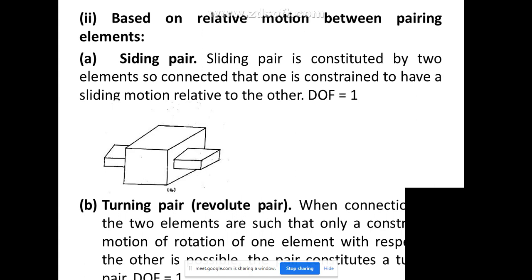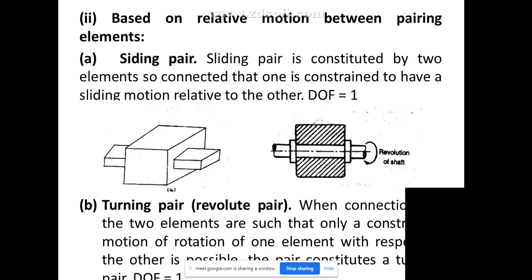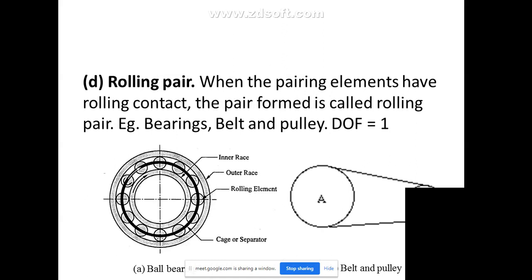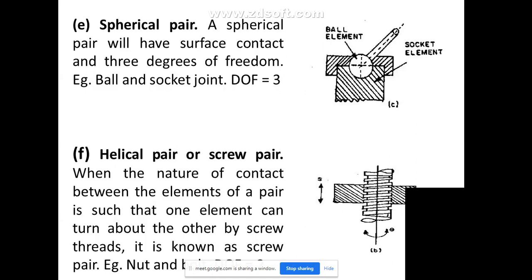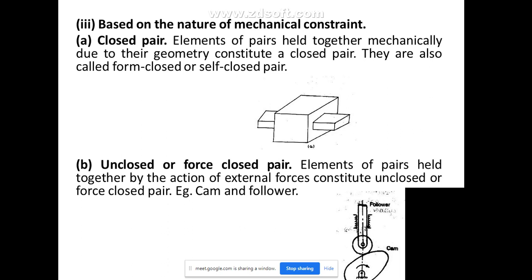Then we discussed the different types of pairs: sliding pair and turning pair. These all have surface contacts. Rolling pair is nothing but a point contact, and spherical pair is also a type of surface contact. So these are all lower pairs. Closed pair is also a type of surface pair, and unclosed pair is nothing but a type of open pair.